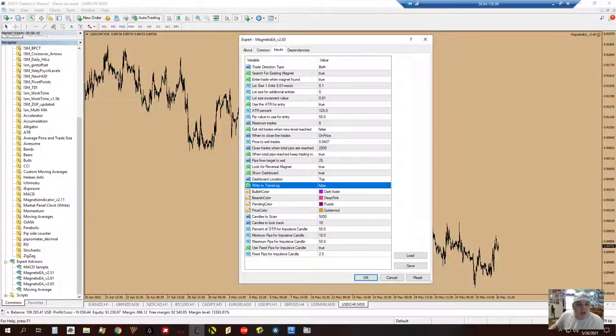And then pending color is going to show you all your pendings, which it shows you as soon as you deploy it. And then your price color will be the goldenrod. And that's going to be the ones that you're headed towards. And then, of course, candles to scan. And I try not to do this too high for the fact that it's running the EA, and if you do that, it's going to look back why it's trying to trade.